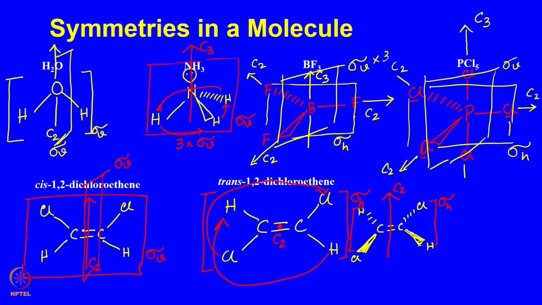So, therefore, by symmetry cis 1,2-dichloroethane is different from trans 1,2-dichloroethane.